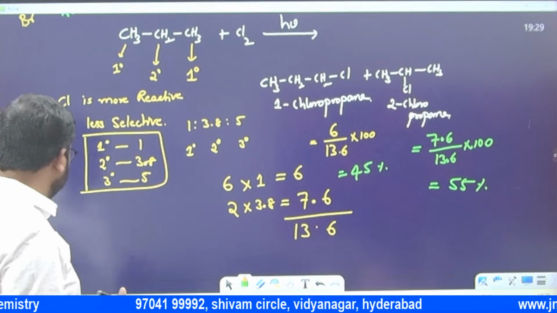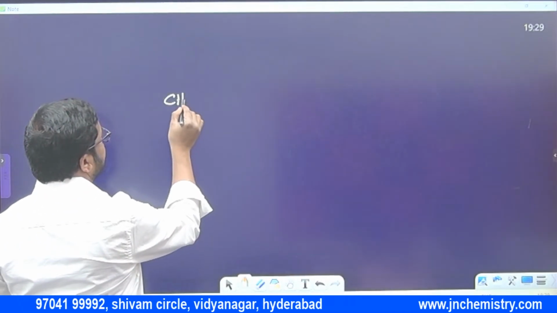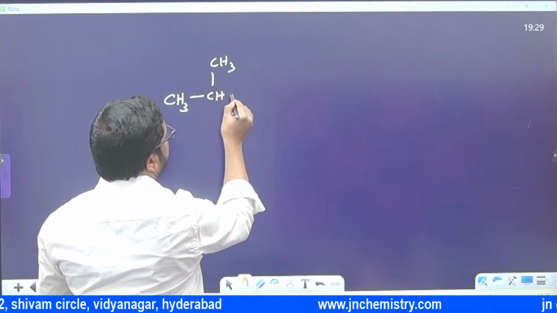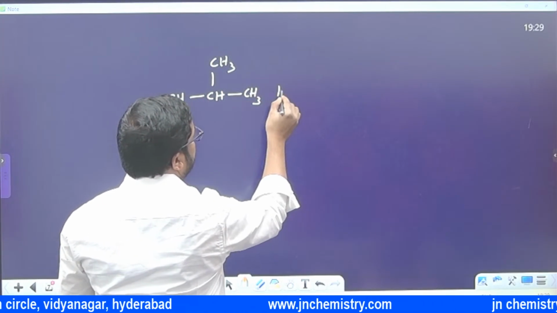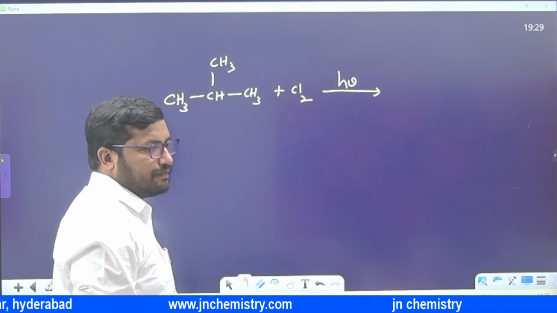Done now? Next, try this now. Write the products. How many types of hydrogens are there? Write it and let me know the products. Come on, do it.